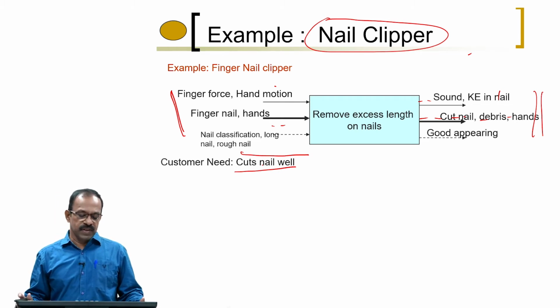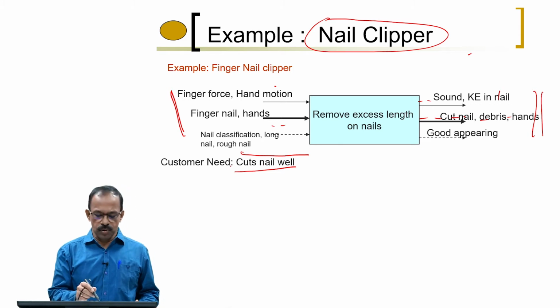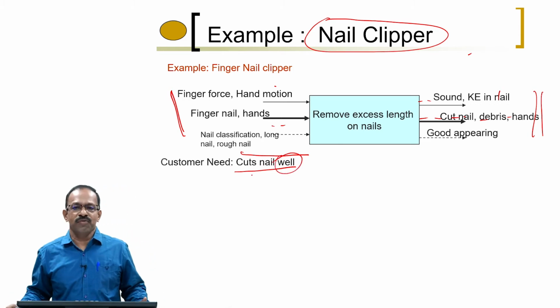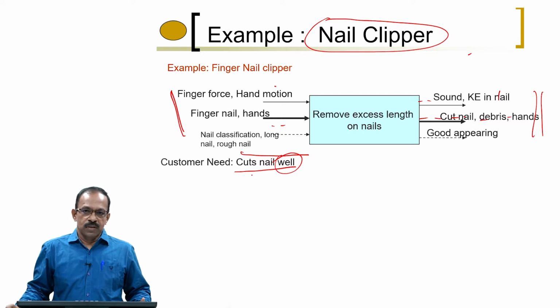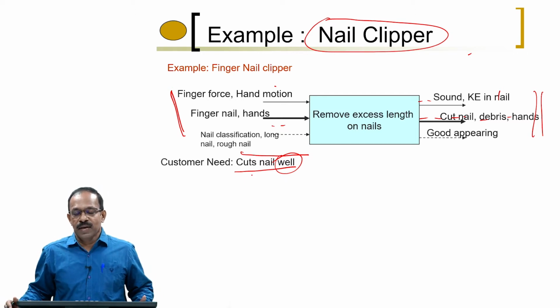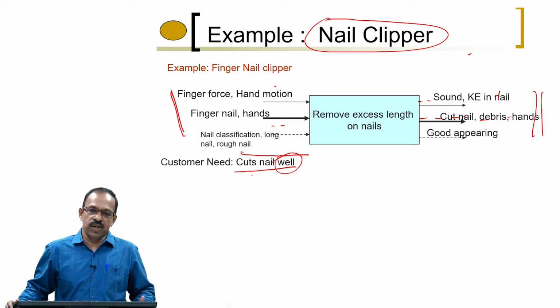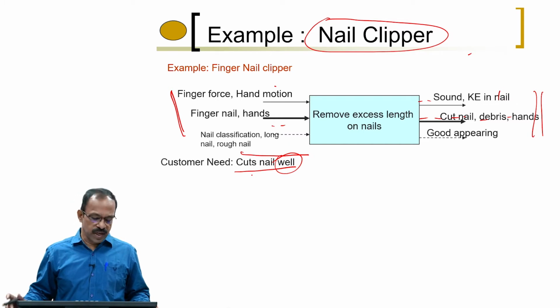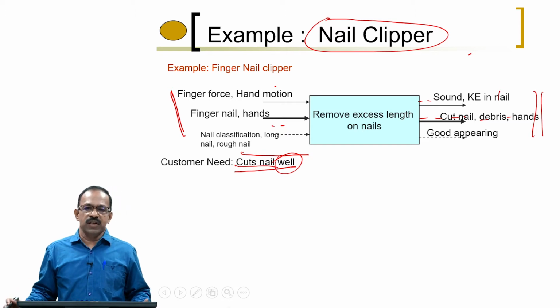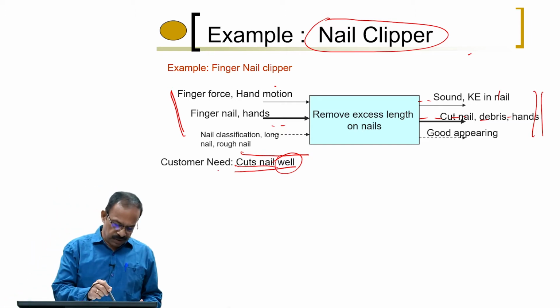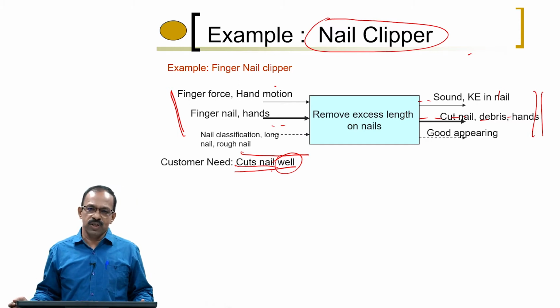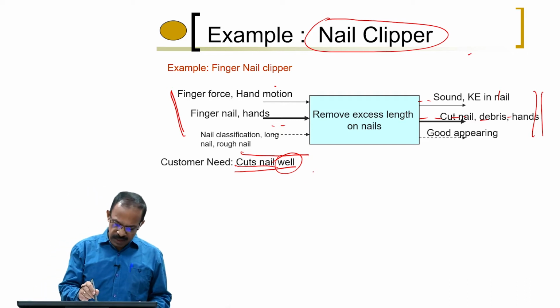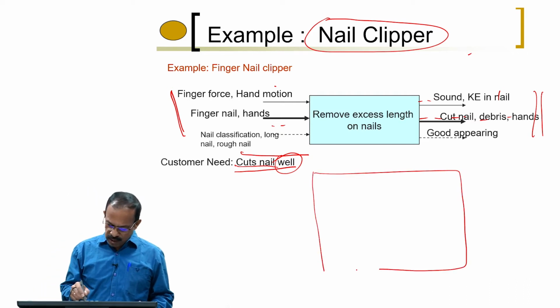And if we know that, then we can actually see how those functions can be improved to get the requirement of cutting the nail well. So, if you are interested in developing the product or satisfying this customer requirement, we should know what function to be modified or improved. To do that, we will look at this function of cutting the nail and find out what are the inputs needed for that, what are the outputs coming, and what is happening in between this input and output.